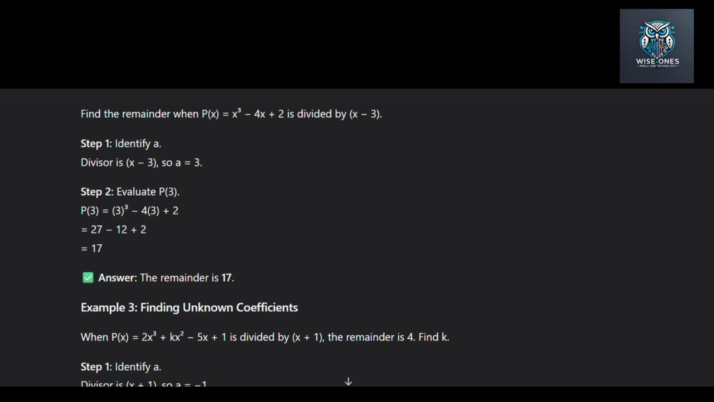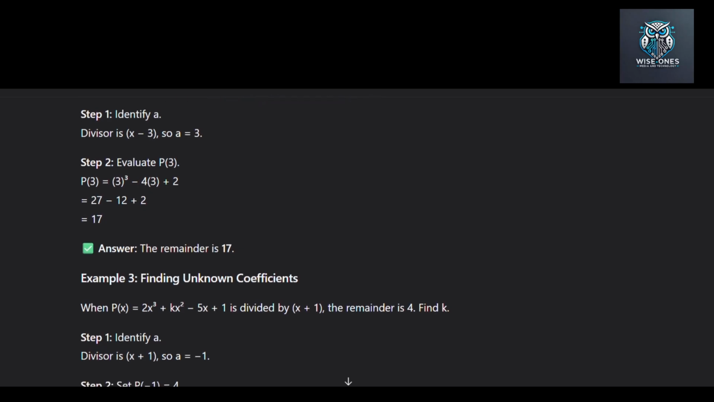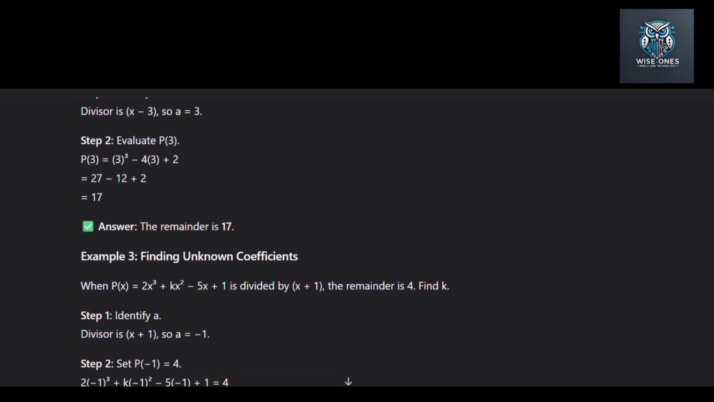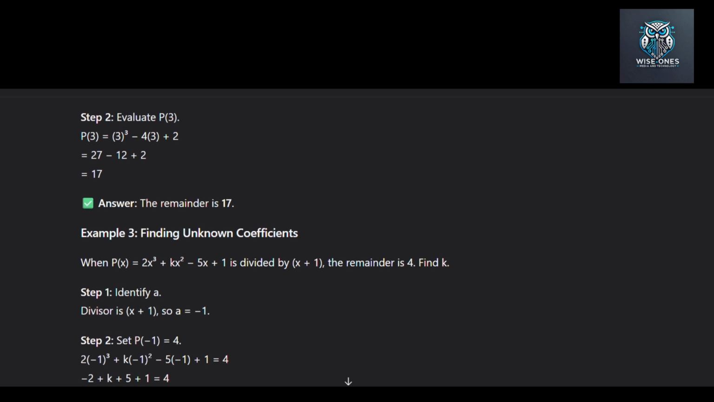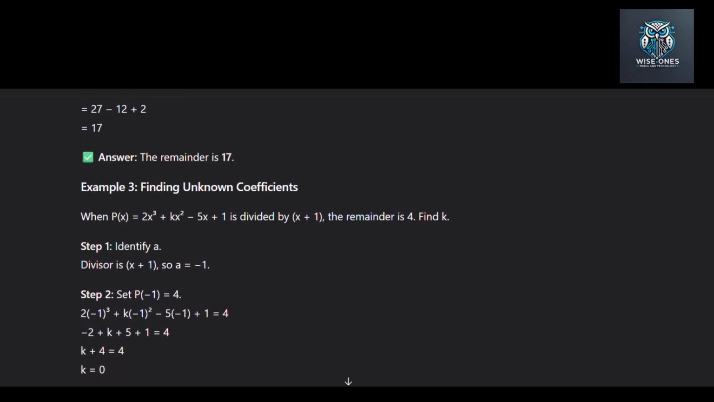P of 3 equals 3 cubed minus 4 times 3 plus 2. 3 cubed is 27. 4 times 3 is 12. So we have 27 minus 12 plus 2. 27 minus 12 is 15. 15 plus 2 is 17. The answer is the remainder is 17. See how much faster that was than long division?